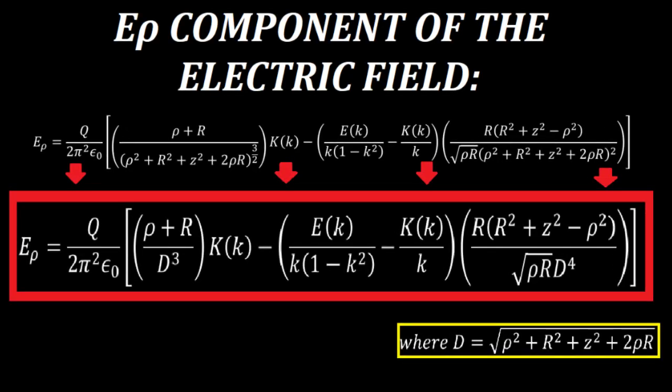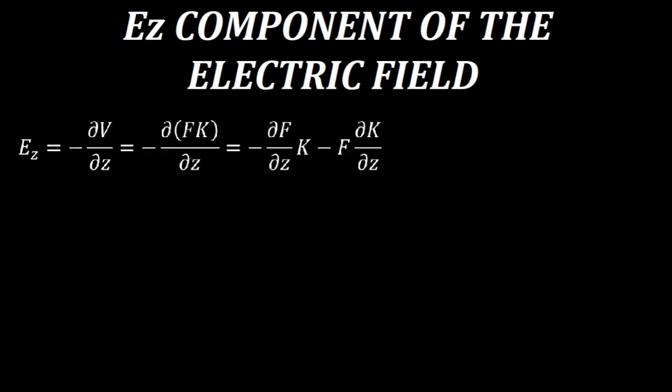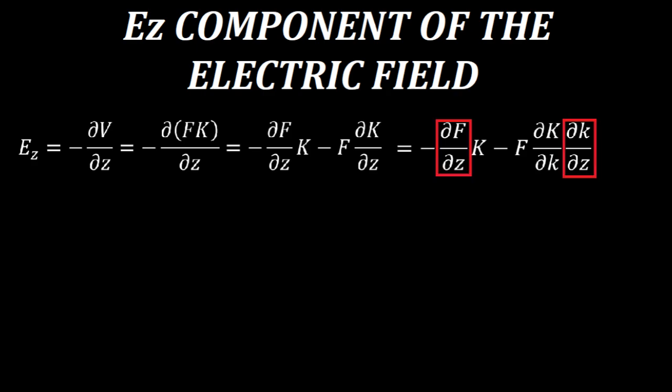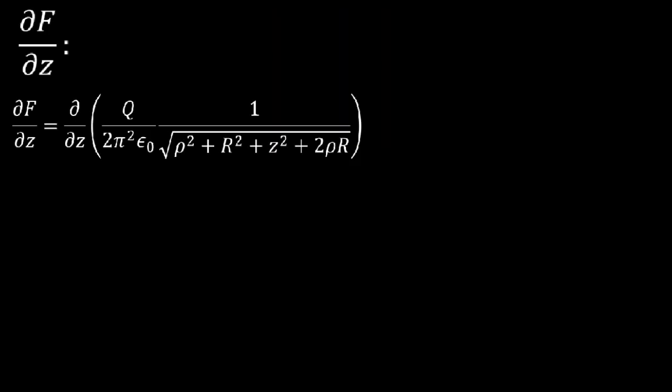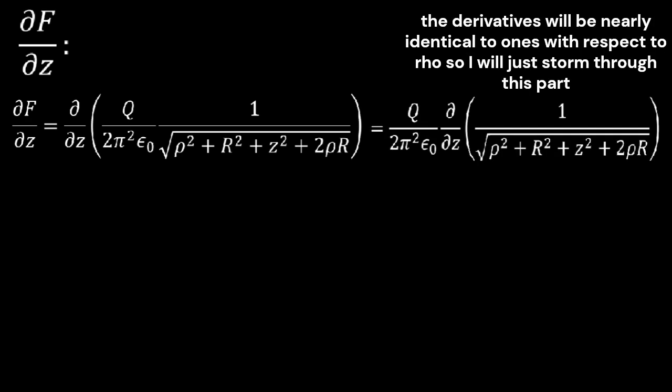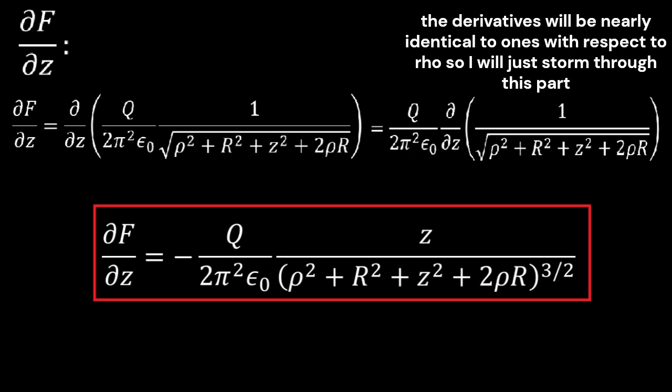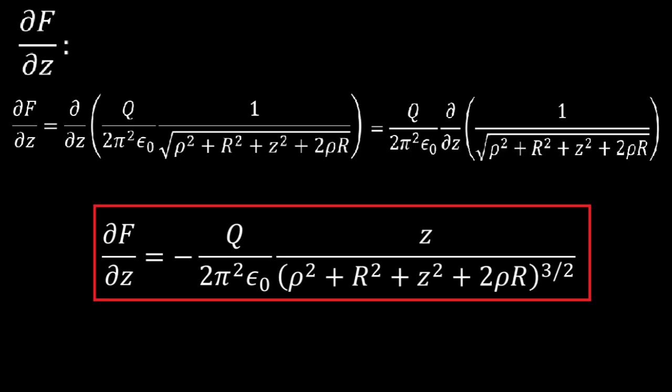Let's get the z component. We do the same thing as with rho. We write the potential as f times k and do the chain rule again. For dk over dz, we do the chain rule like before to get dk over d small k times d small k over dz. Two more derivatives to compute. We take care of df over dz just as with rho: all the constants out, first the square root, then times the derivative of the function under it, and we get the following.